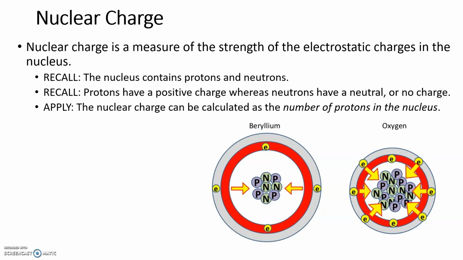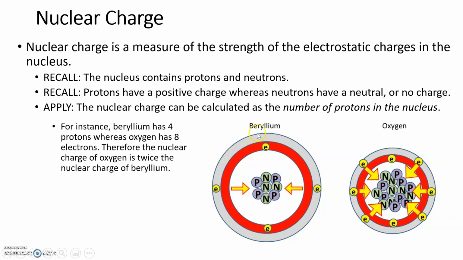An atom with more protons will have a greater nuclear charge. That's more positive charges on the inside, pulling those electrons closer in. So in our example here, we have beryllium with 4 protons in the nucleus. Here's our beryllium. And then we also have oxygen with 8 protons in the nucleus. 8 protons is 8 positive charges, so that means it's going to have a much stronger nuclear charge.